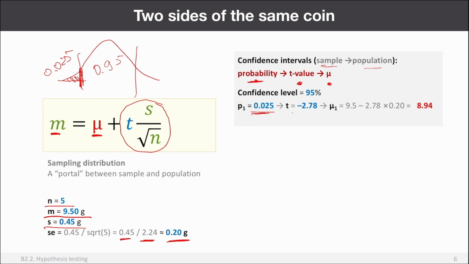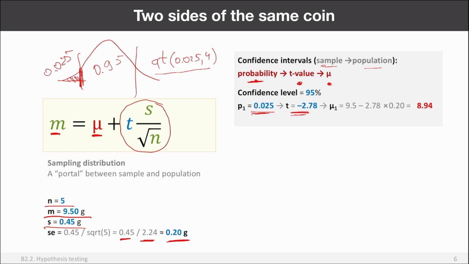So we define a probability. Then we compute the t-score, the t value, based on this probability. How? We just use a t-distribution, so we use the quantile function for the t-distribution. The probability is 0.025, and the degrees of freedom is 4, because our sample size is 5 in this case. If you run this in R, you will get exactly this value, right?